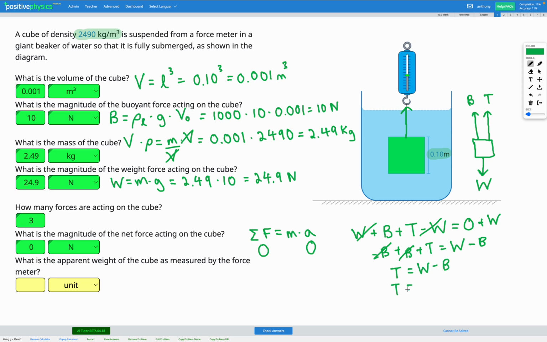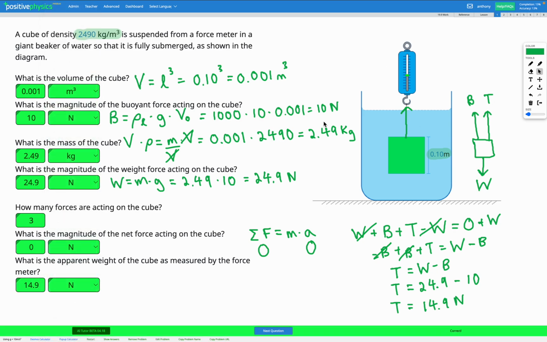So let's put in our numbers now. W, the weight, was 24.9 newtons. I'm subtracting B, the buoyant force, which we calculated as 10 newtons. That gives me a T, a tension force of 14.9 newtons. Now remember, that is the force pulling up from our force meter. So that's the force that's going to be measured by our force meter, or in other words, the apparent weight of the cube, which is 14.9 newtons. So we can go ahead and fill that in here, 14.9 newtons.